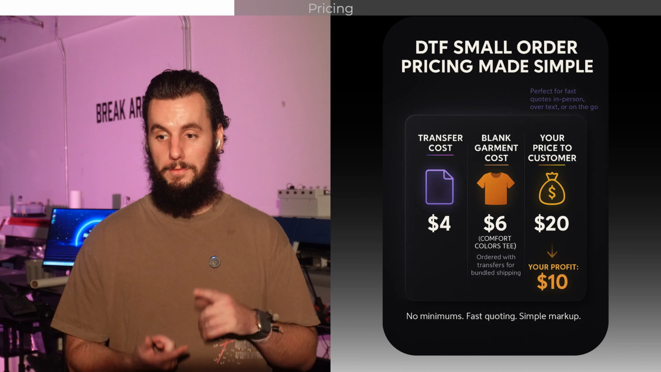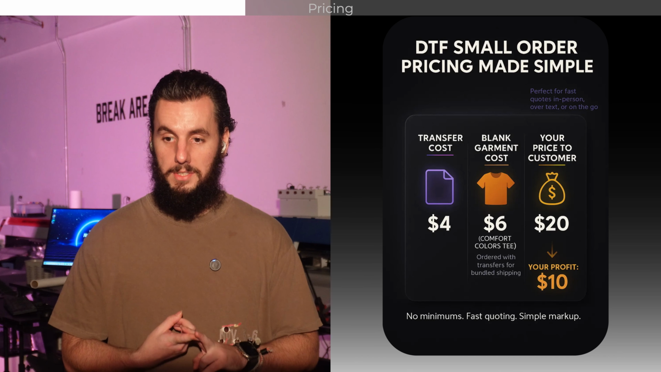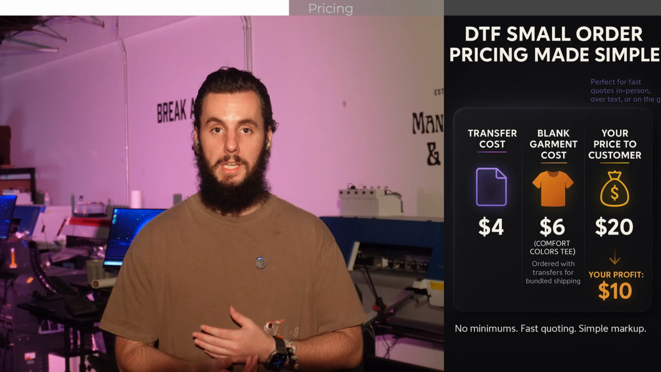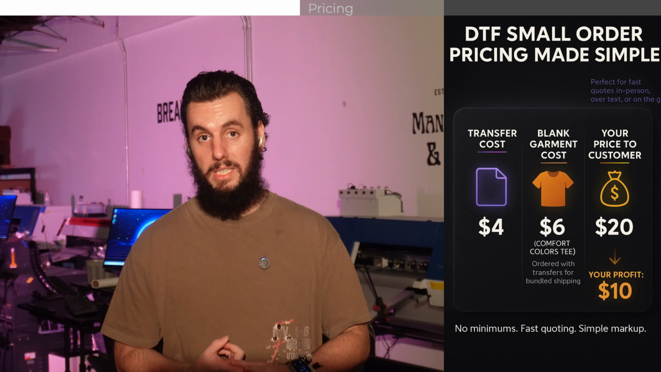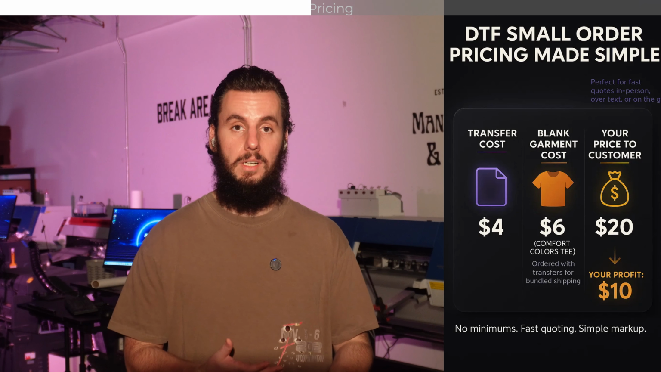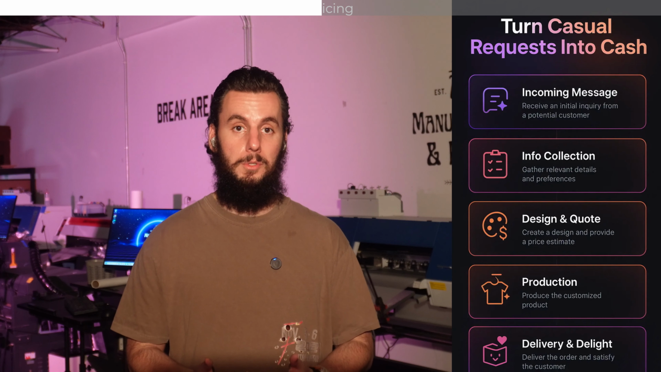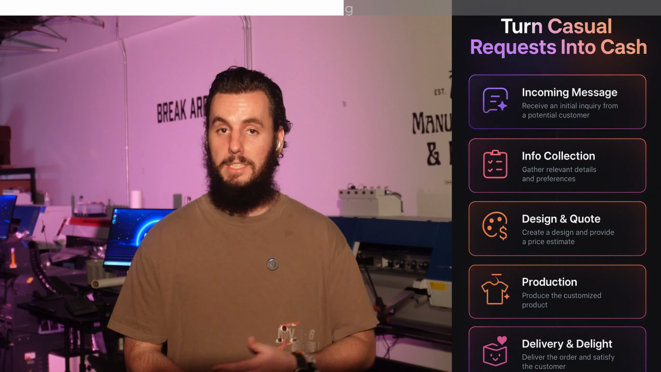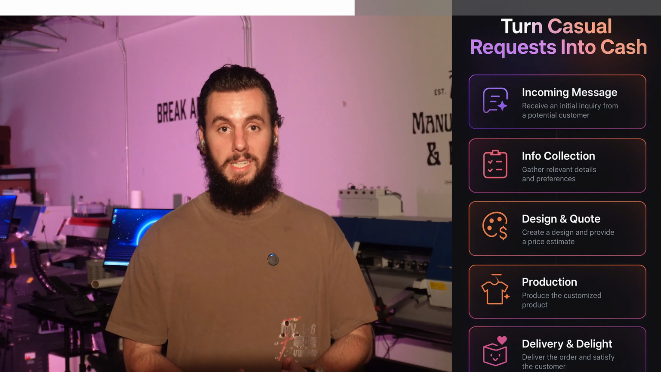So if a transfer is $4, a Comfort Colors 1717 crew neck is $6. That's $10 for the t-shirt, and then you can just add your markup from there, account for your time. It's easy, it's repeatable, and it's consistent above all. That makes it perfect for quickly being able to quote somebody at a get-together, in the shop, in town, or over a quick text message.